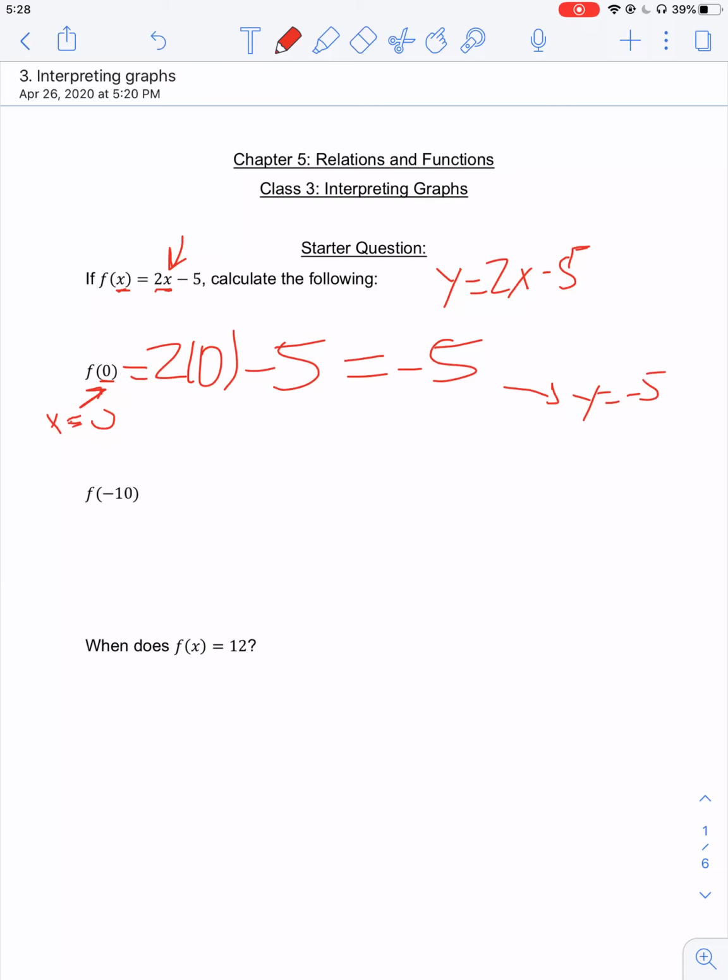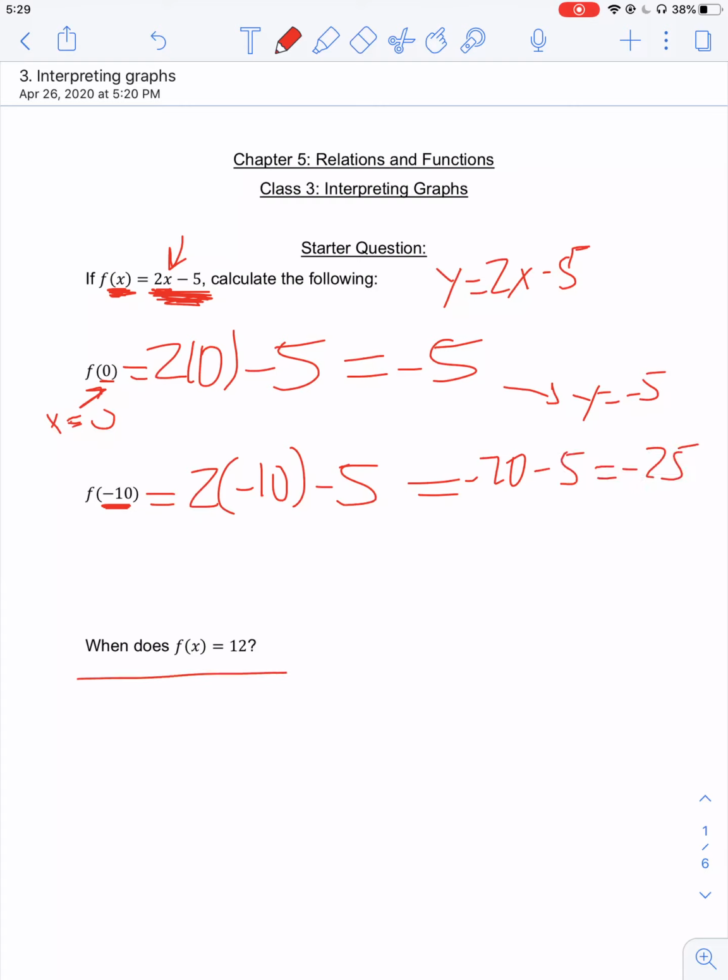Using the function notation, let's work this out. This is asking me what is my y value when x is equal to minus 10. So all you have to do is, as you can see, inside my brackets, I have x, but now I'm replacing that x by minus 10. So that means every time I see x on the right-hand side of the equation, I need to change that with negative 10. So it's going to be 2 brackets, because it's multiplication, times negative 10 minus 5. So 2 times negative 10 is minus 20, minus 5, which is just equal to minus 25.